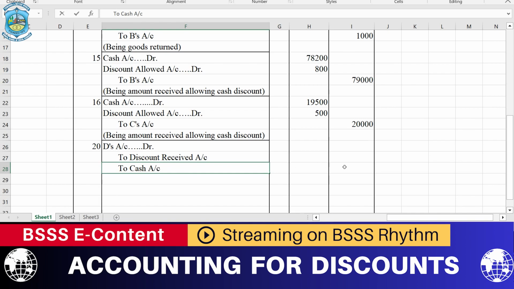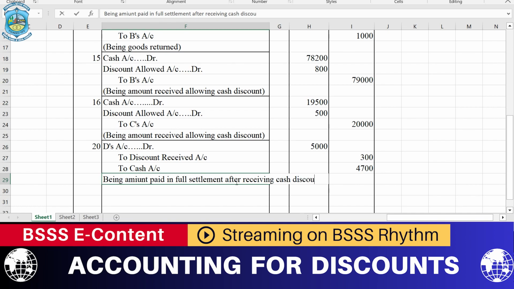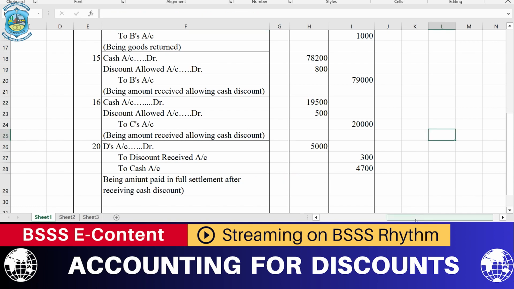What amount of cash did we pay? 4,700. How much of discount did he allow to us? 300, and thus we had found the sum of trade payable, which was 5,000. Now, the account got settled by 5,000 rupees. The account was of 5,000 rupees, against which we have paid him 4,700 only and received a cash discount of 300 rupees. So, now the narration would change, being amount paid in full settlement after receiving cash discount, or simply discount also you may write. Let us move through the next one.